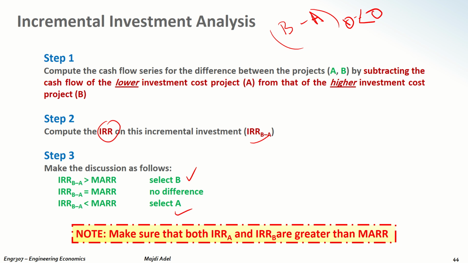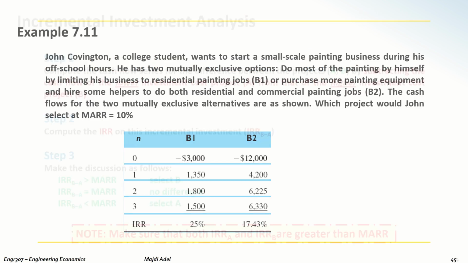But before we proceed to the incremental cash flow, we must make sure that the internal rate of return of A and the internal rate of return of B are greater than MARR. If one of them is less than MARR, then it is rejected. No need to do incremental analysis. This is very important: make sure that the internal rate of return of A and of B is greater than the minimum attractive rate of return before proceeding to the incremental analysis.